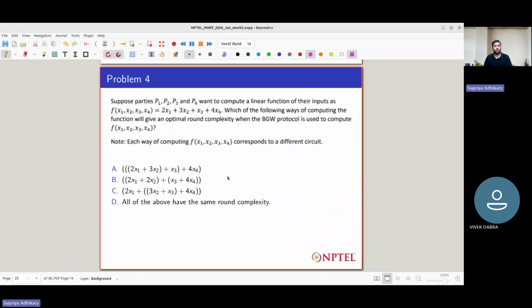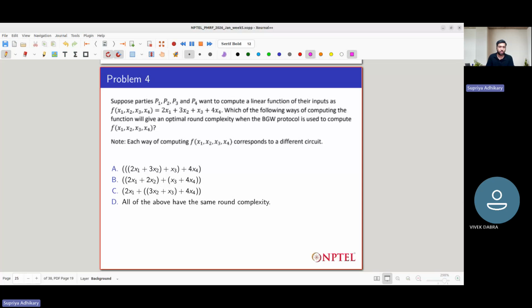Okay, so now in problem 4, suppose that there are 4 parties and they want to compute a linear function of their inputs as this. So f of x1, x2, x3, x4 is equal to this. Which of the following ways of computing the function will give optimal round complexity when the GMW protocol is used?